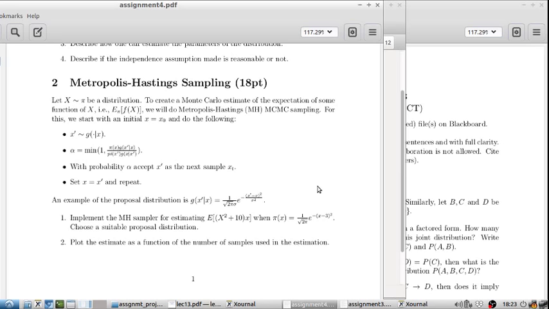The reason why there's a min of 1 and something is that this can be either greater or less than 1. Yeah, but if it is phi of x prime upon phi of x, then it will be higher, always greater than 1? That's not true. Otherwise, there would not be any need for the min and all that.